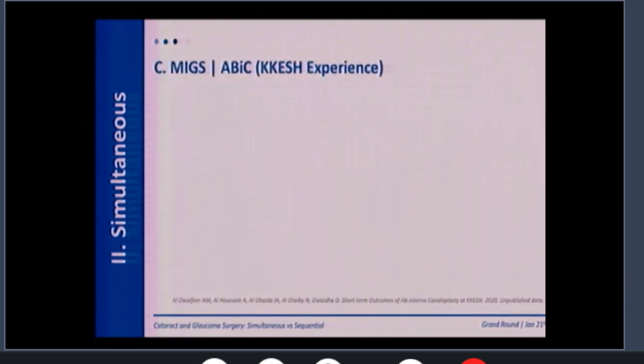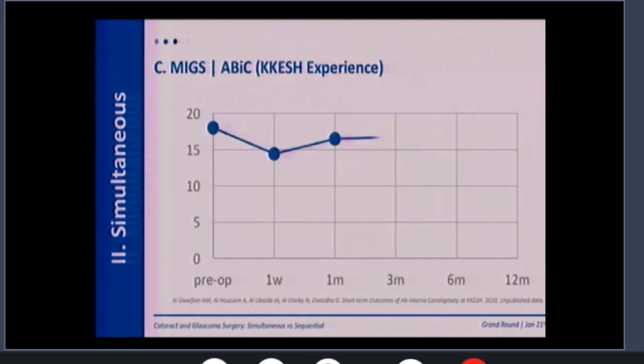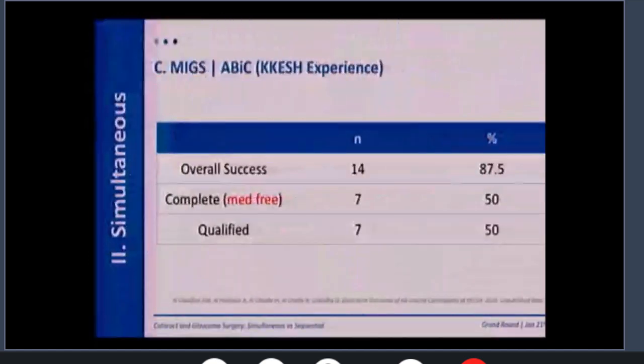So we reviewed the data in a group that was headed by Dr. Mahoud Aweda. We reviewed some of the cases that we did. I think we did 25 cases, and we followed them for 12 months, and we found a 5 millimeter mercury drop from pre-op up until 12 months. And this is very important for patients.